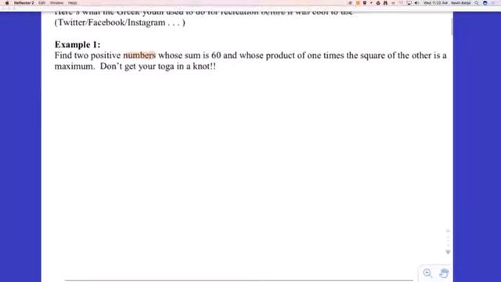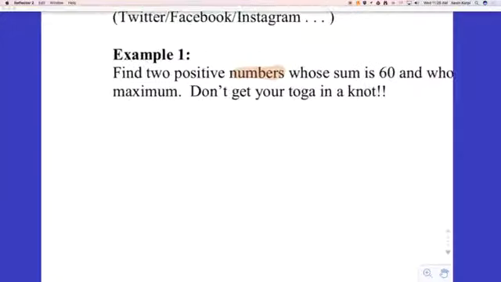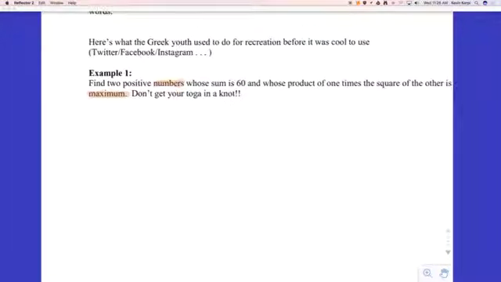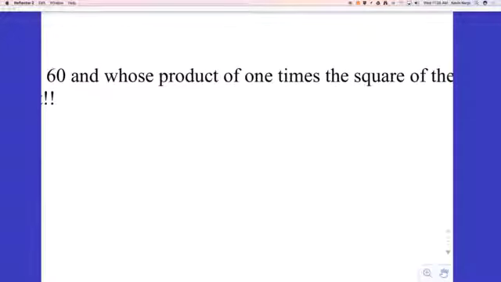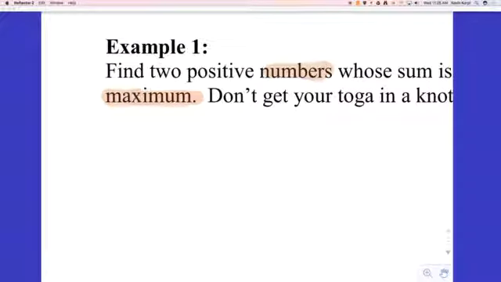So when you're reading this, how do you know that it's an optimization question? You're trying to find the maximum of something with a given parameter. The parameter is that they have to add up to 60. So the first thing you're going to do is figure out what quantity you're trying to optimize, in this case maximize. We're trying to maximize the what?